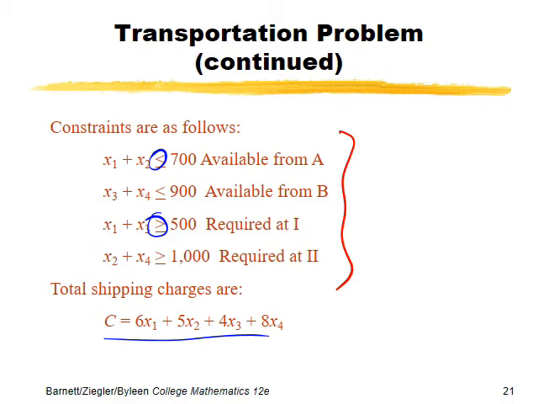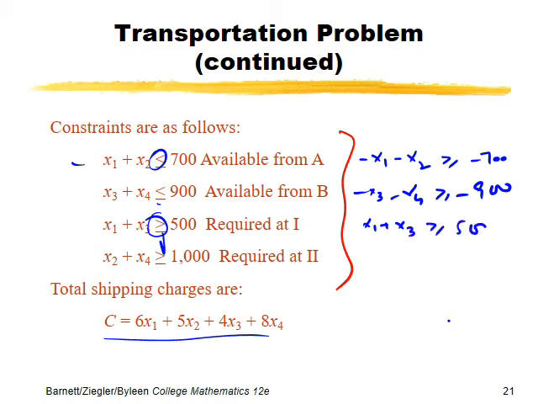all the constraints in greater than or equal form. If I multiply this first constraint by -1, it will become minus x1 minus x2 greater than or equal to minus 700. This constraint is already in less than form, so I will write it in greater than form, minus x3 minus x4 greater than or equal to minus 900. These last two constraints are already in greater than or equal form, so we will write them as they are, x1 plus x3 greater than or equal to 500, x2 plus x4 greater than or equal to 1000.